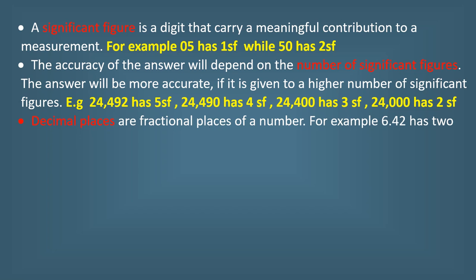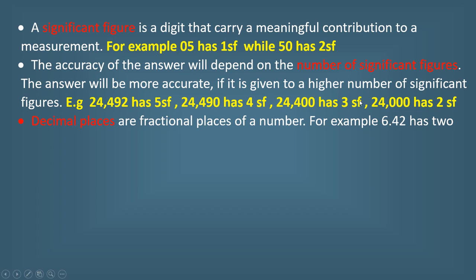Decimal places, others call them decimal points. Decimal places are fractional places of a number. Well, the other one is a digit which carries a meaning. This one is a fractional place of a number.